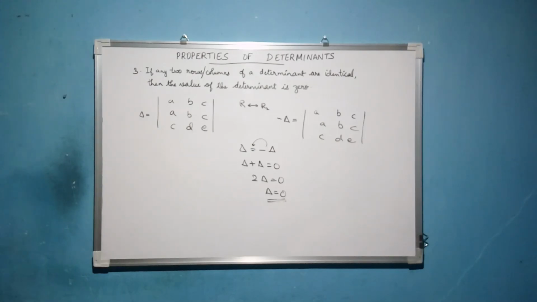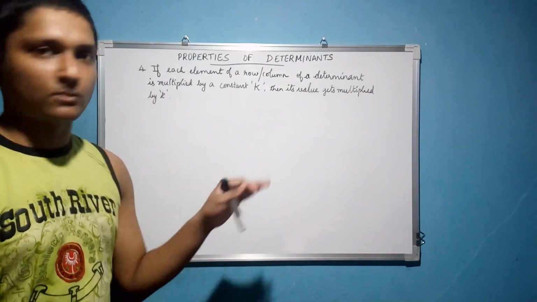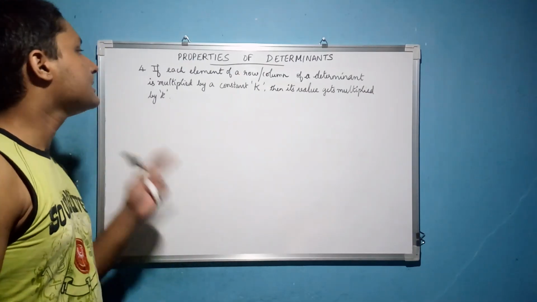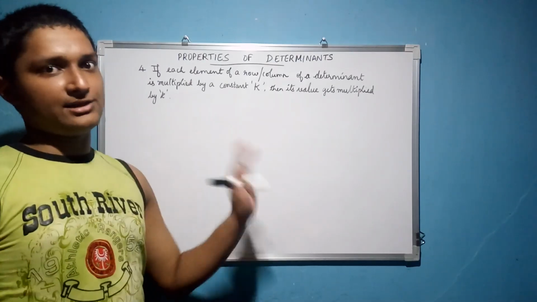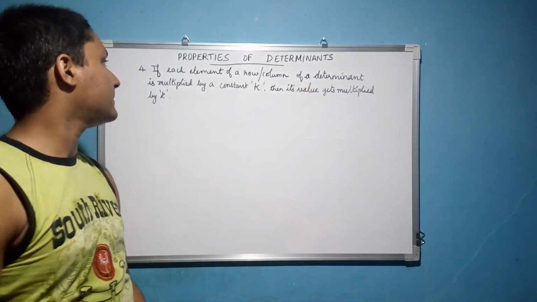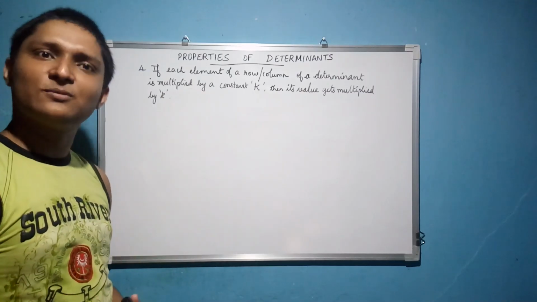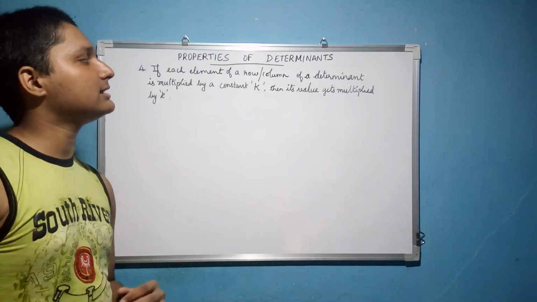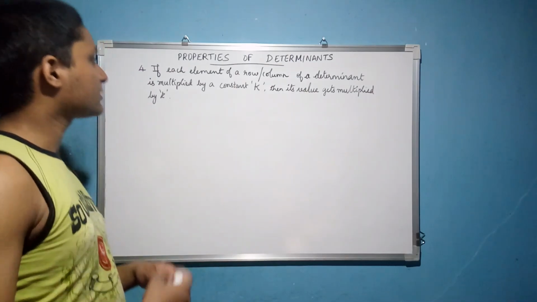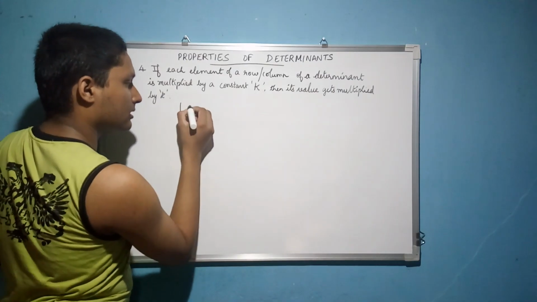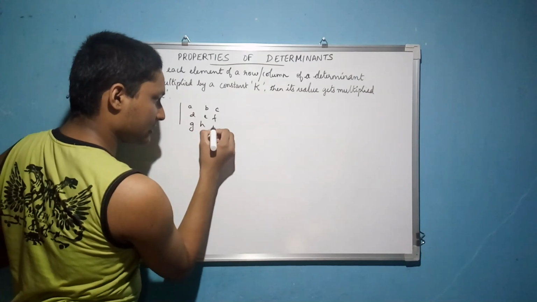Moving on to the fourth property. Okay, we have a fourth property. The fourth property states that if each element of a row or a column of a determinant is multiplied by a constant k, k being any scalar or any real number other than 0, then its value gets multiplied by k. Generally we can multiply by 0 also, and then the determinant also becomes 0. But here, if you have a constant k, you can consider any other real number. So maybe I have a determinant like this: a, b, c, d, e, f, g, h, I.